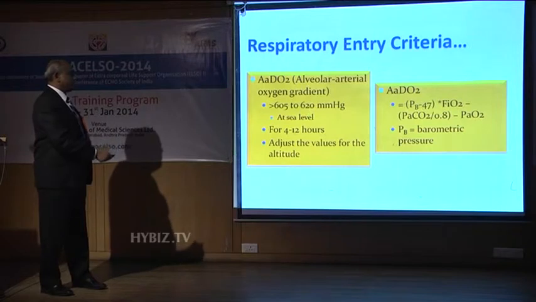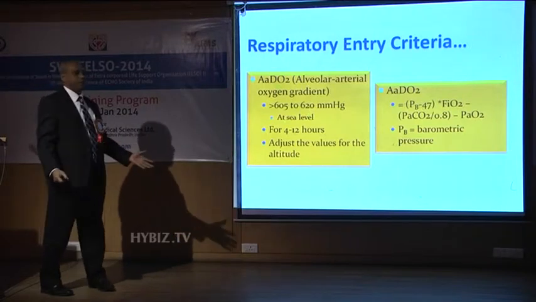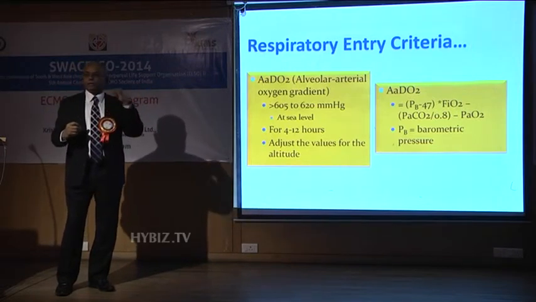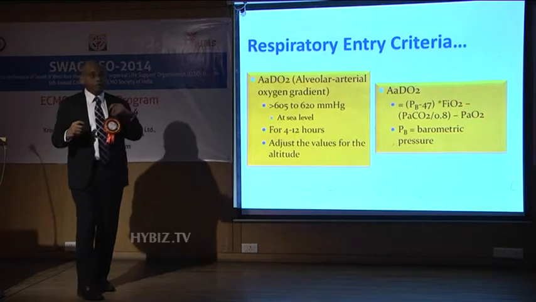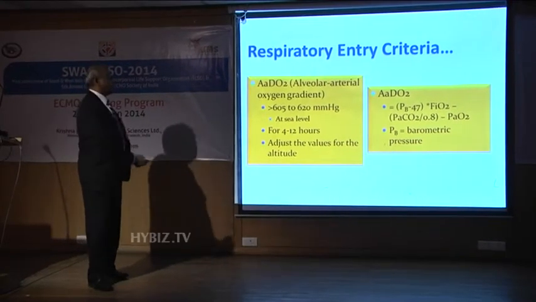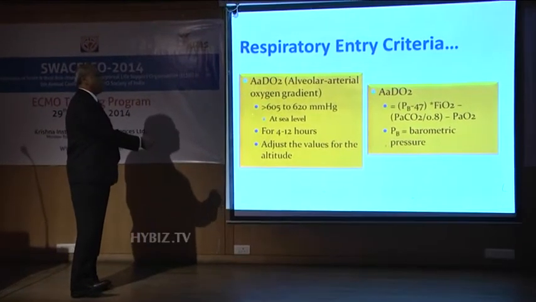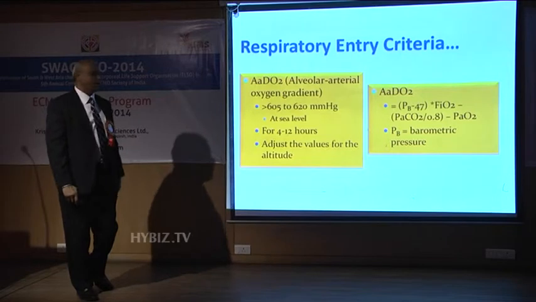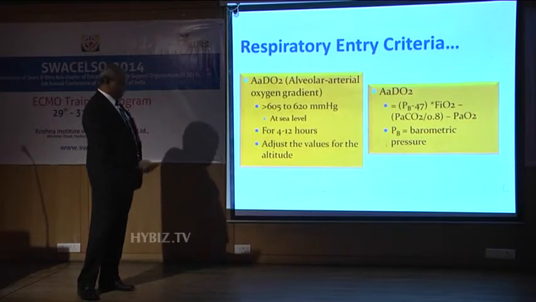We talked about that: the A-a gradient is for sea level. Hyderabad, you know what the altitude is? It's 540 meters. At best, it's about 715 millimeters of mercury barometric pressure instead of Miami at 760. So your A-a gradient may be about 580, but you're considering ECMO on this patient. Think about that.